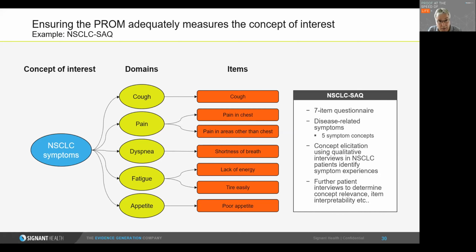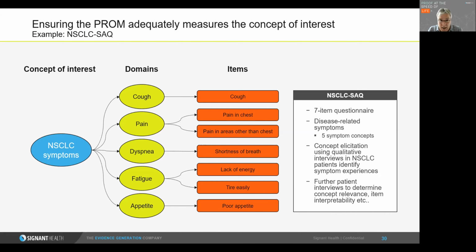And I suppose taking that then further, once we know the concept of interest, we need to understand the different constructs or domains that make that up. So this is an example of the conceptual framework for the non-small cell lung cancer symptom assessment questionnaire. Again, a bit of a mouthful. The important constructs are listed here: cough, pain, dyspnea, fatigue, and appetite. And then associated with each of those are different items that measure those domains.